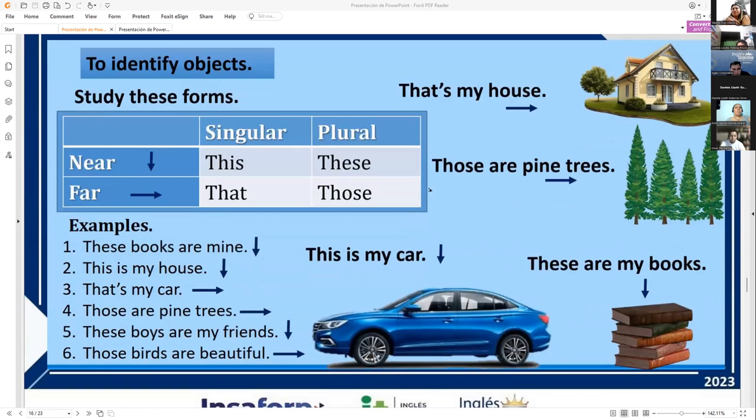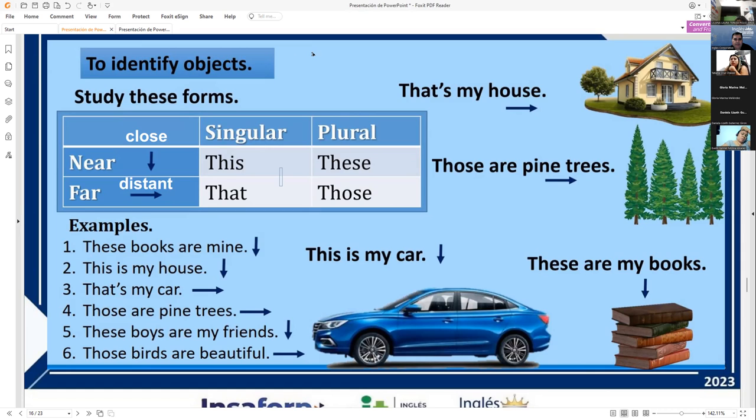So now let's move. We're going to get to identifying objects. We say near, far, near and far. This arrow represents here, near. The other arrow is far, okay? Far, distant. Near, close. So we have close or distant. This, these: singular, this; plural, these. Singular, that; plural, those.